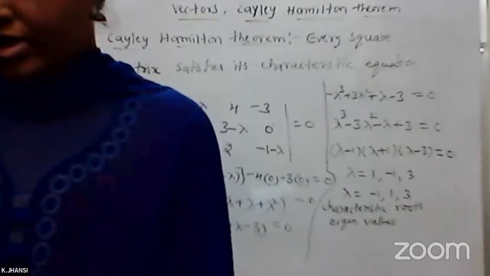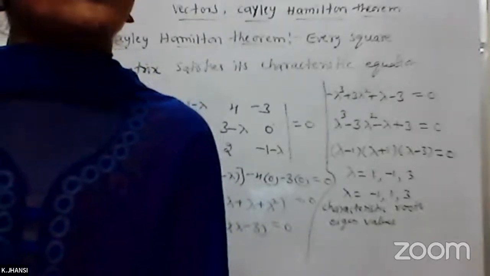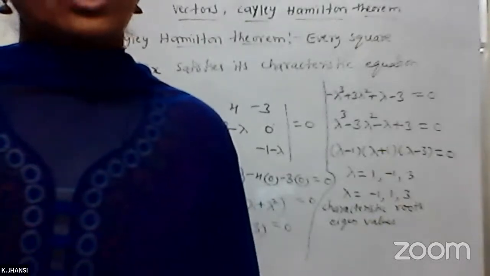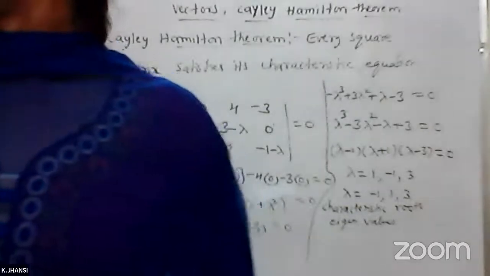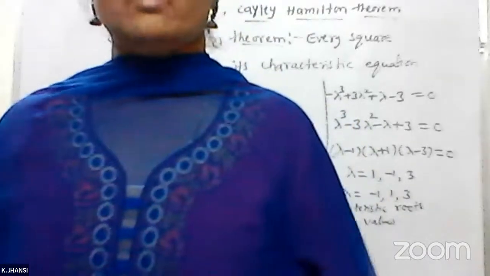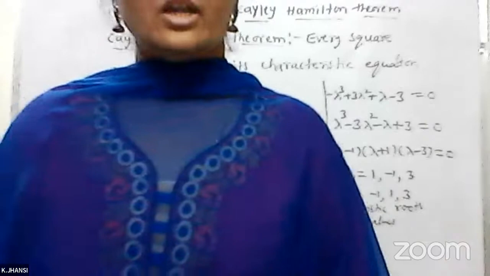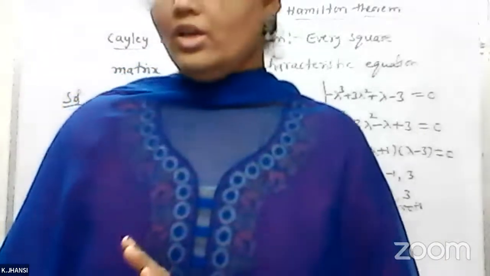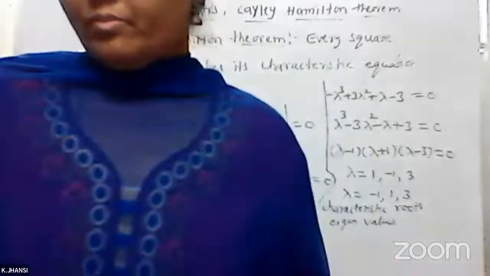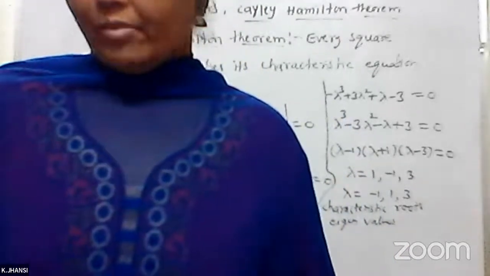Next week, I hope, the new schedule has come. In that they have added 2 more classes for the 5th semester course. So the 19th and 20th are for the 5th semester course only. After that, Saturday and Sunday you have for the elective. So in the last 2 classes we'll cover the problems on the Cayley-Hamilton theorem.